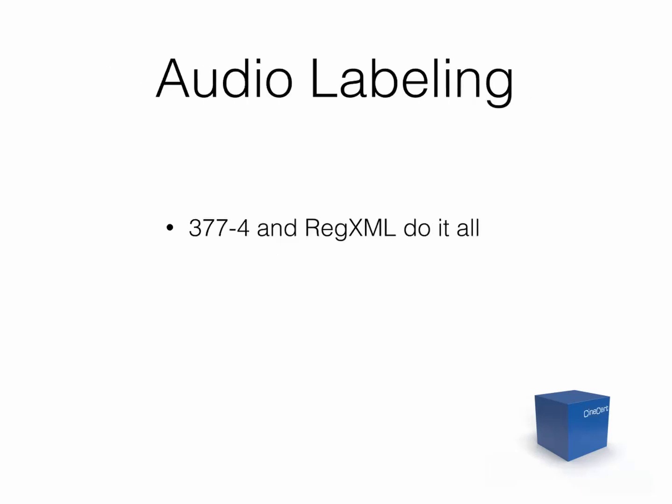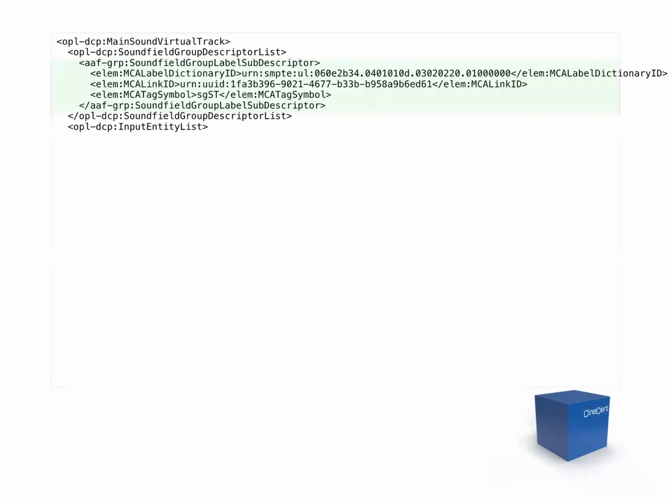So as I said, audio labeling was super easy. 377-4 and all the labels in regXML already do everything we need to do. So as an example, in our terminal macro for DCP, if we want to supply a different sound field group label than the one that came in on the IMF, we just drop the minimal sound field group label into the DCP terminal macro description of the audio, and it will be parsed and read and dropped into the output MXF file.